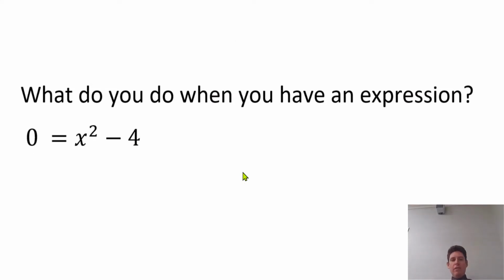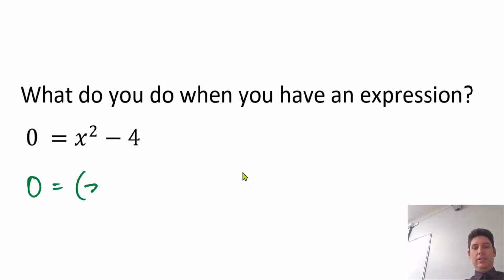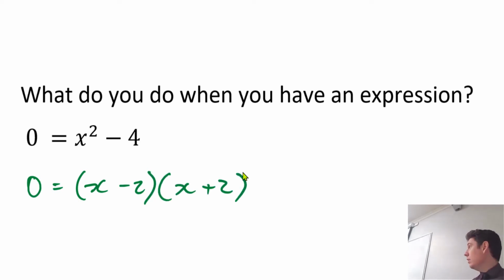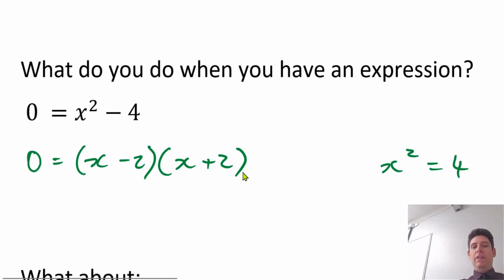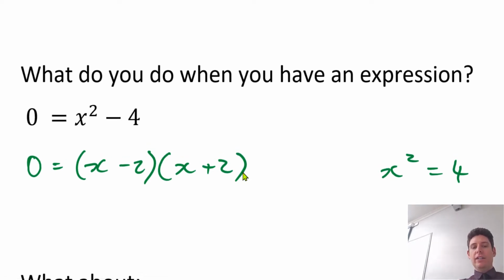What do you do when you have this expression? You can do difference of perfect squares, yes. What else? So we probably want to find what x is. Or we could just bring the 4 over, right? X squared equals 4. And then either way you're going to get x equals what? Plus or minus 2. You remember this?